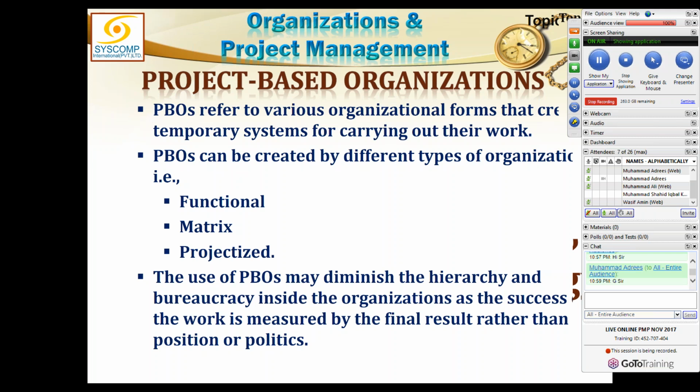The use of PBOs may diminish the hierarchy because the previous hierarchy does not matter any further. The departments these people have come out of do not affect them because now they have got a new boss for this temporary period and they have got a new job. But once they get back to their departments, then they revive the old hierarchy and structure. So the hierarchy and the bureaucracy of the organization does not affect them, and that's why such project-based organizations are very successful in whatever the mission is for that project-based objective.